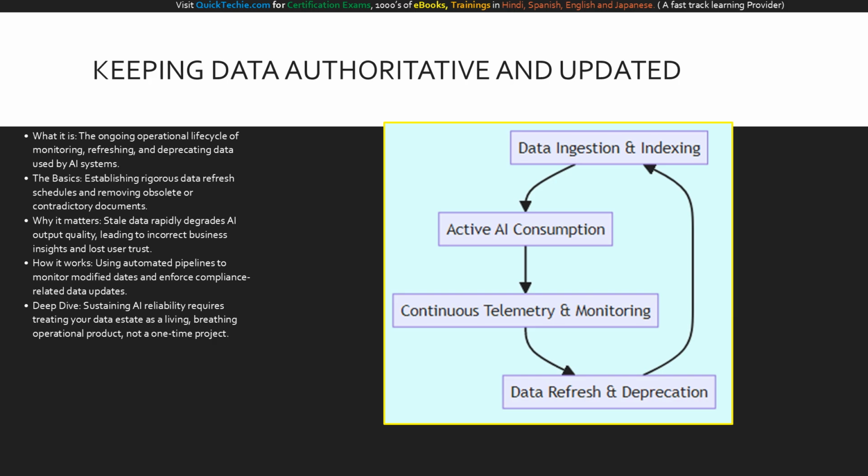From there, we move to data refresh and deprecation on the bottom left, where obsolete, outdated data is permanently removed and new data is flagged for immediate updates. This step loops right back into data ingestion. This infinite loop emphasizes that organizing business data is not a one-and-done IT project, but an ongoing operational cycle that guarantees your AI systems always have access to authoritative truth.